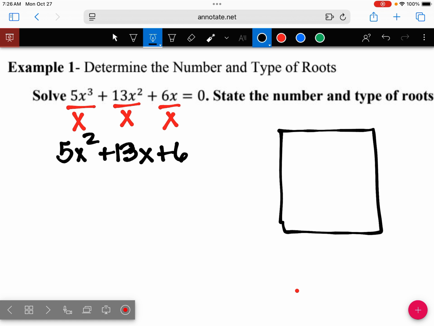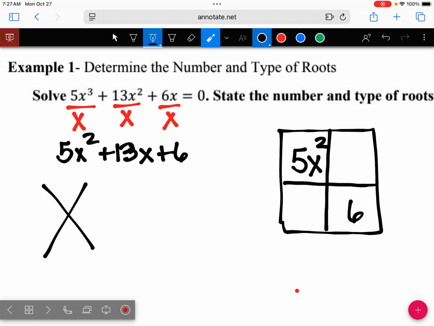And in the top left corner is your 5x squared. So we're going to put that 5x squared here. The 6 goes here. Let's make our x. The number that's going to go on top of the x is 5 times 6, which is 30. And on the bottom we have 13. Go ahead and find your two numbers that multiply to be 30 and add to be 13.